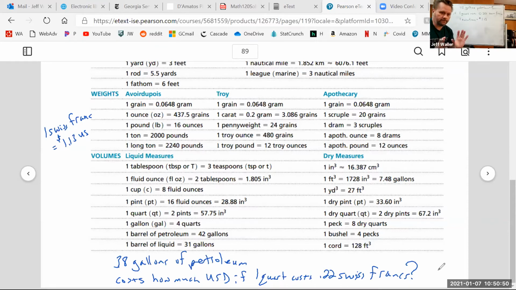All right, guys. So don't freak out. Don't freak out. I want to start with 38 gallons. That's where I'm starting, 38 gallons. How am I going to make my way to money, to dollars?